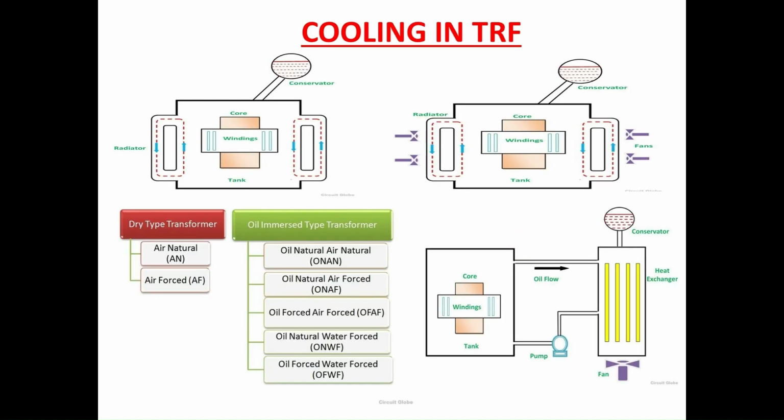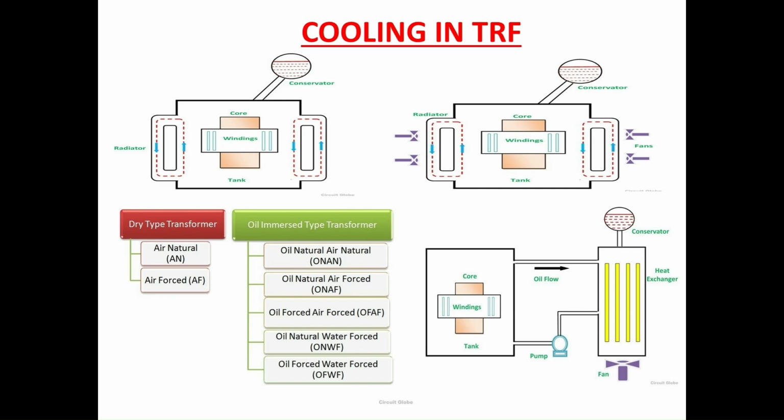Then comes the cooling. Cooling here, as I said, the transformer oil is being circulated through the radiators to the conservator, and the heat is being radiated through the radiator and excess oil is being transferred from conservator to the main tank. This cycle continues. So in some cases we have oil natural, air natural. That means no extra effort is taken for cooling the oil. Sometimes we use extra fans near the radiator, and that is called ONAF.